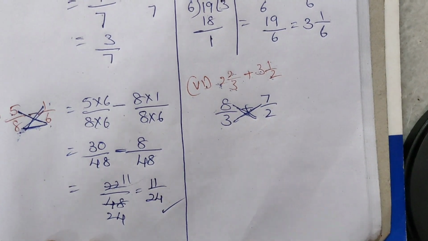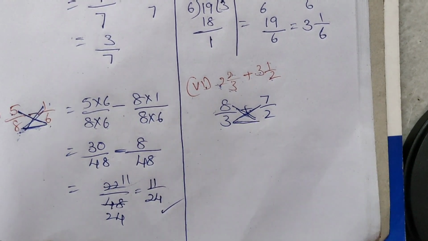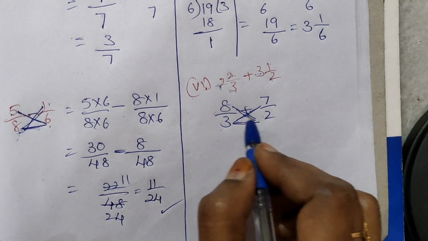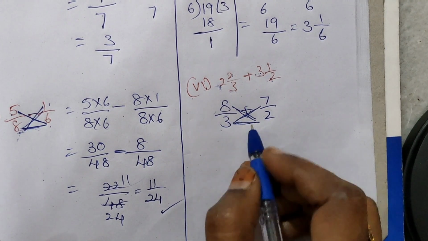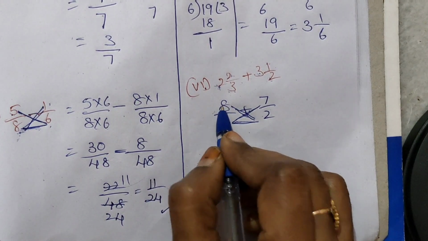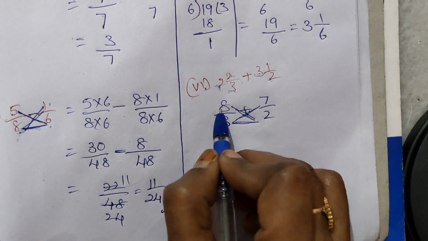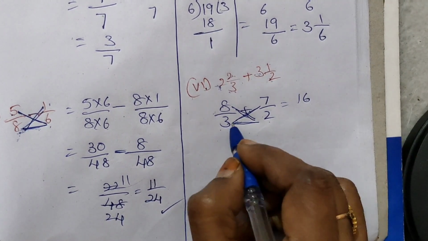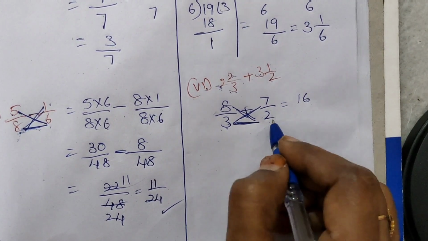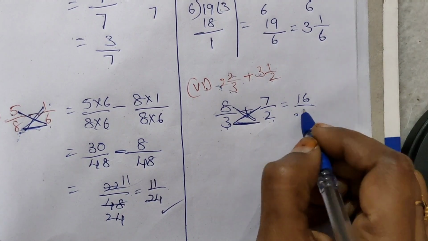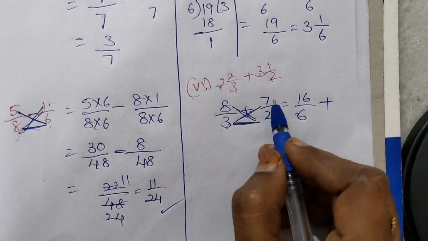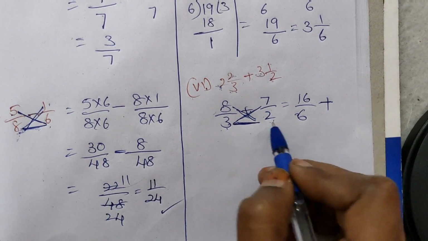Okay. Now, I will add this one with the help of butterfly method. So, 8 2's, first I will multiply this numerator and second one denominator. 8 2's 16, and I will multiply these two denominators. 3 2's 6. Plus, here we have plus symbol. 7 3's 21 and 3 2's 6.